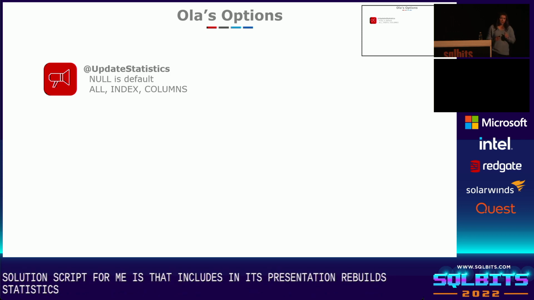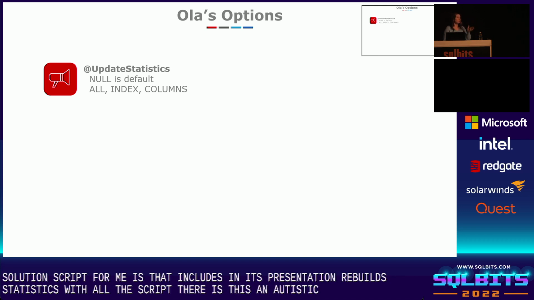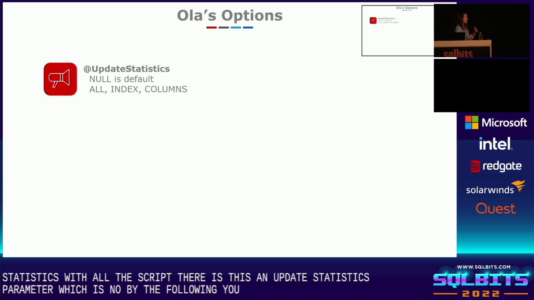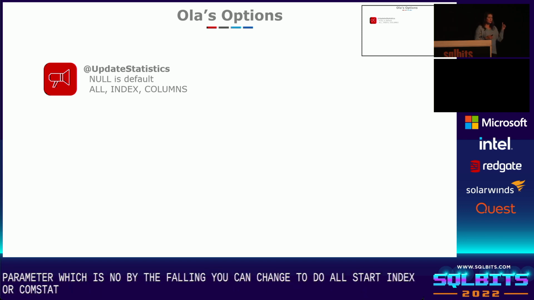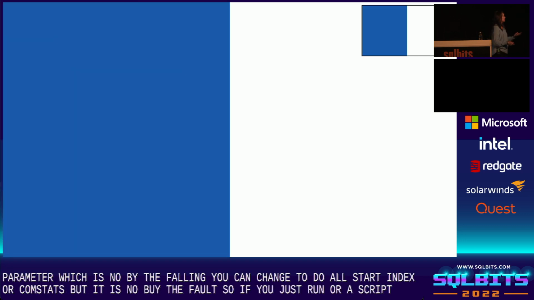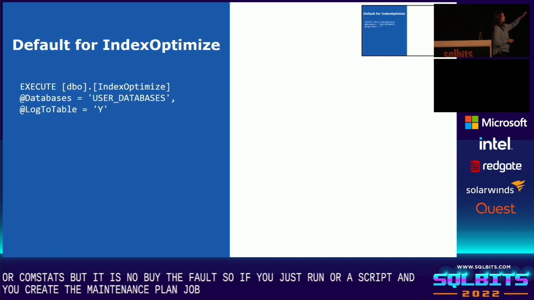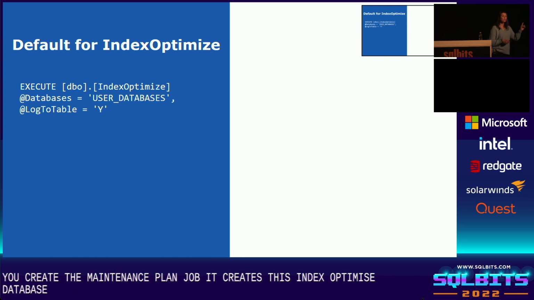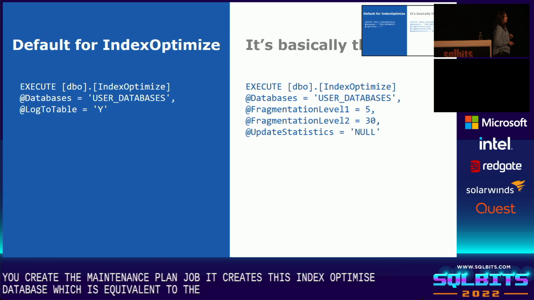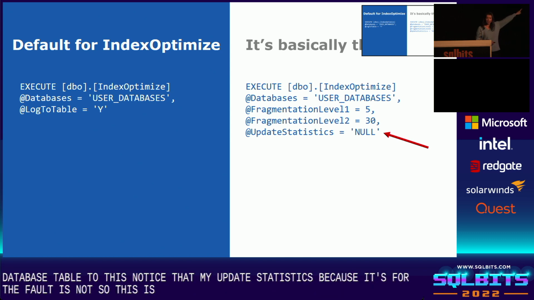So by default, with Ola's script, there is this @UpdateStatistics parameter, which is null by default, and you can change it to do all stats, index, or column stats. But here's what's important. It is null by default. So if you just run Ola's script and you create the maintenance plan job, it creates this, right? Execute IndexOptimize, Databases, LogToTable, which is equivalent to this. Notice that my UpdateStatistics, because it's the default, is null. So if this is what you're running on the left, and you think that that's updating stats for you, it's not.